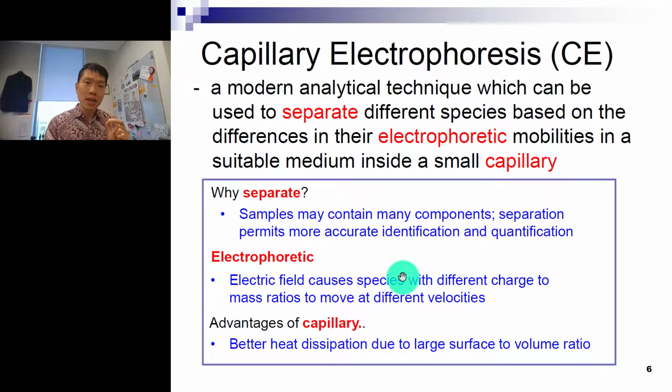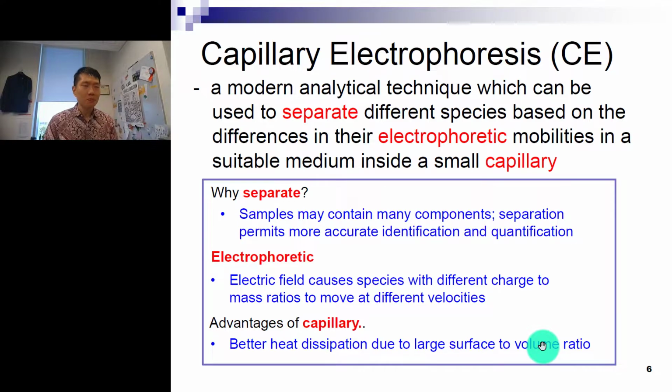So the advantage is really the C here, the CE, the capillary. Why we want to have a very fine medium for them to run is because of a better heat dissipation due to a larger surface to volume ratio. What do I mean by that?